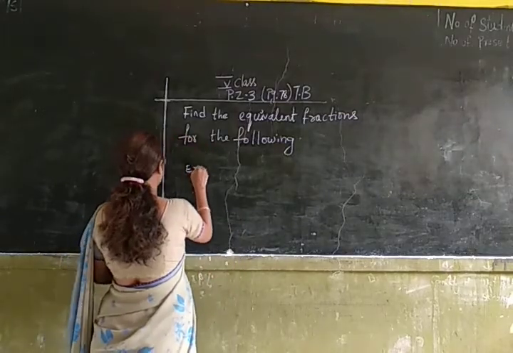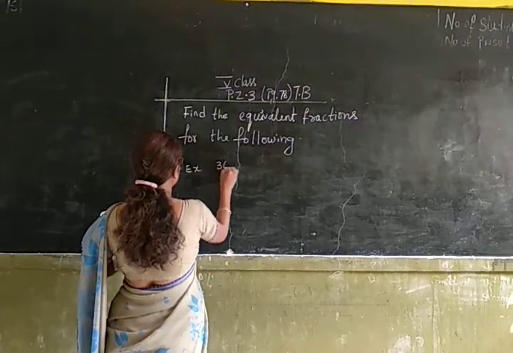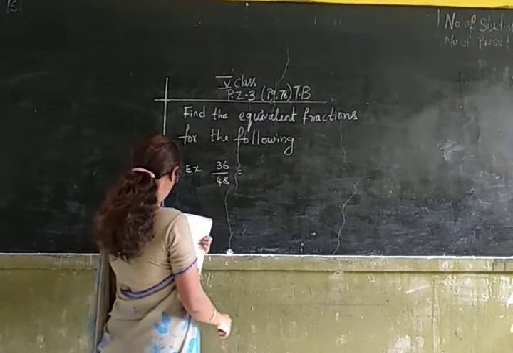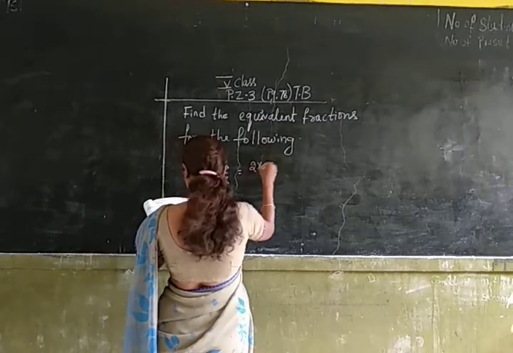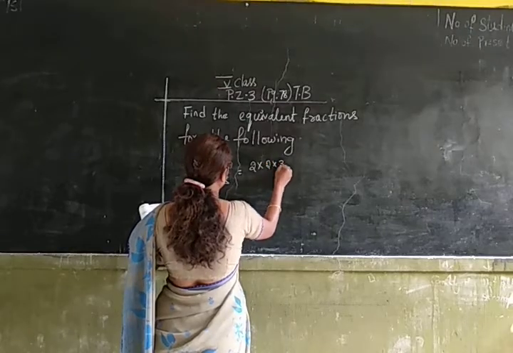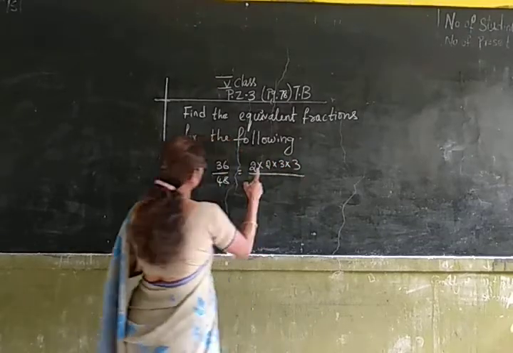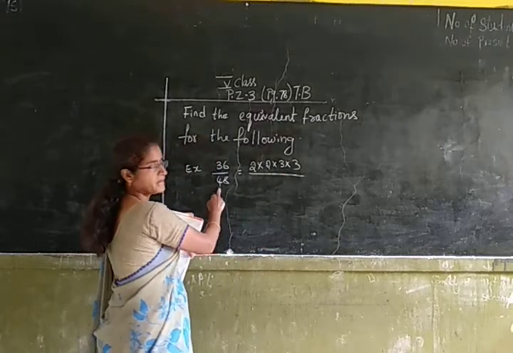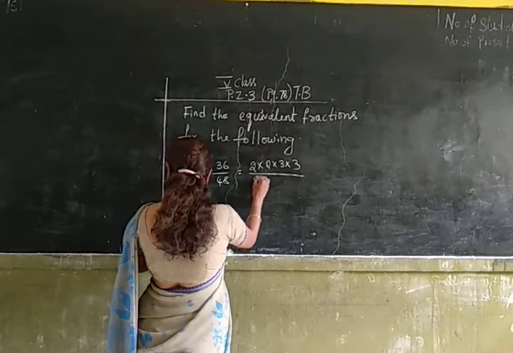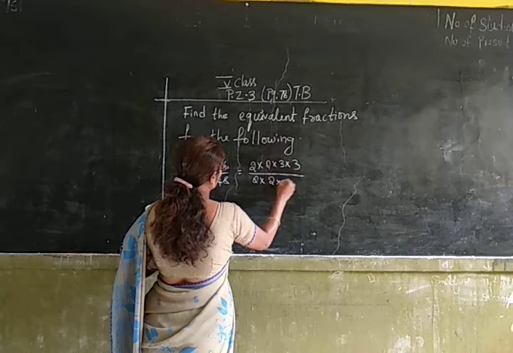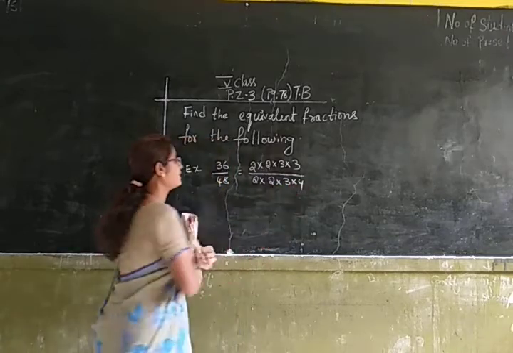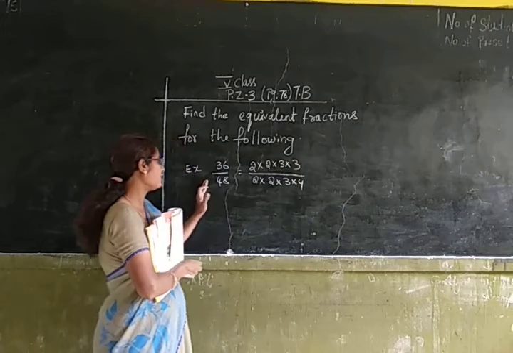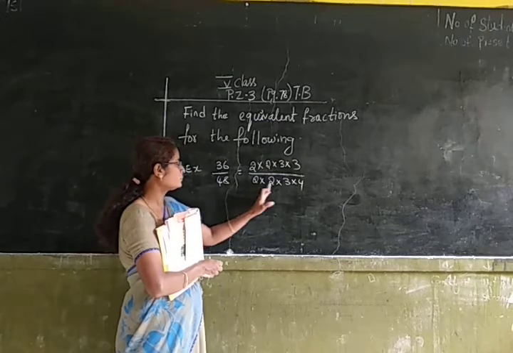For example, let us take 36 by 48. The prime factors of 36 are 2 into 2 into 3 into 3. Similarly, the prime factors of 48 are 2 into 2 into 2 into 2 into 3.